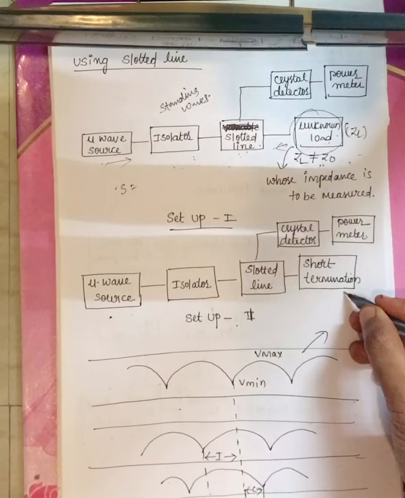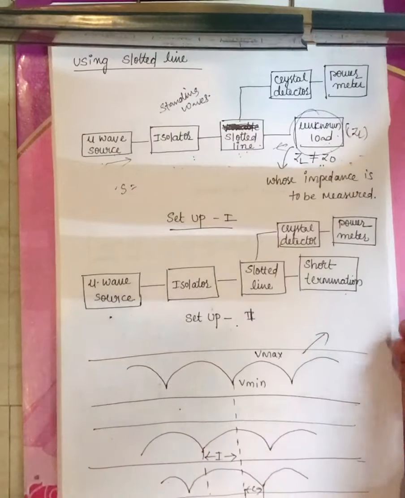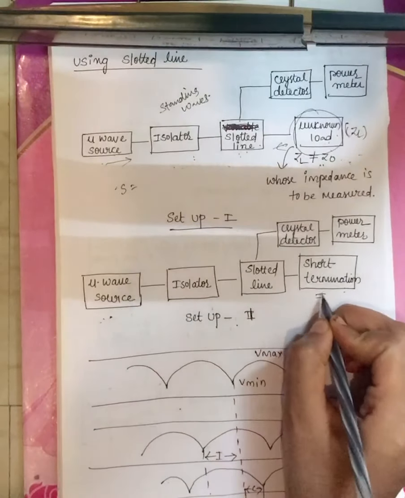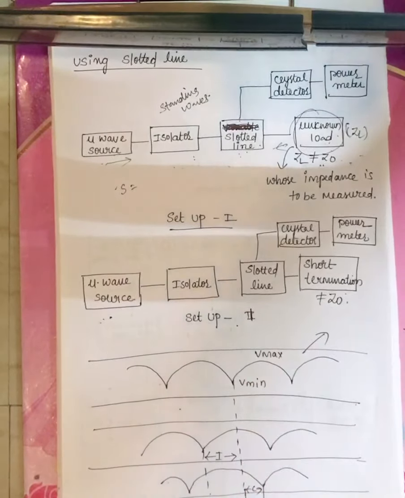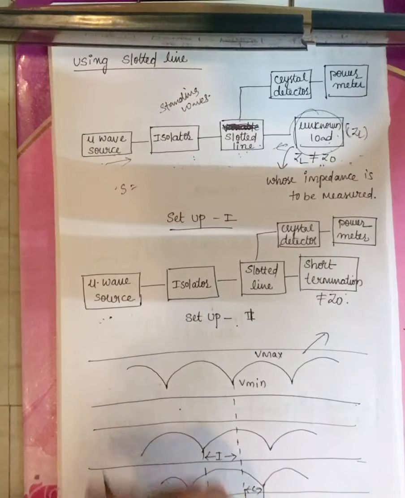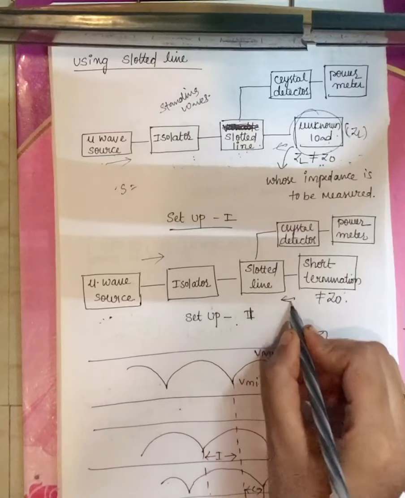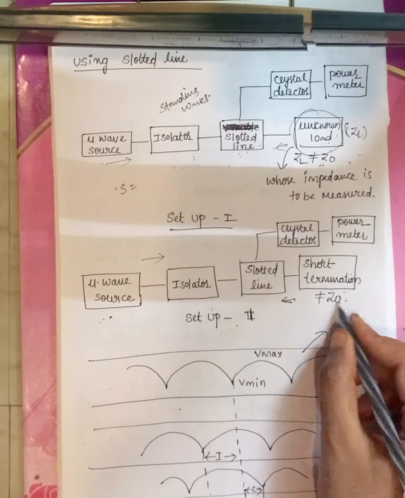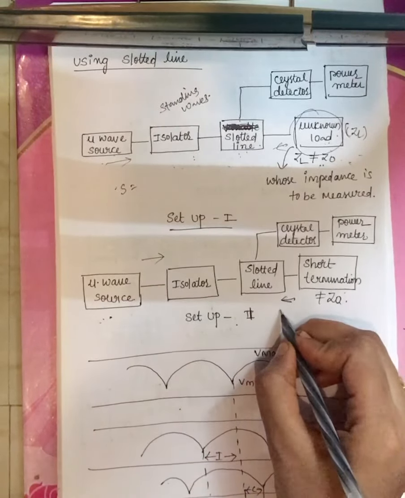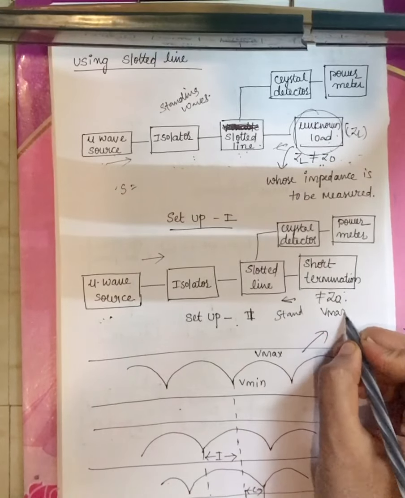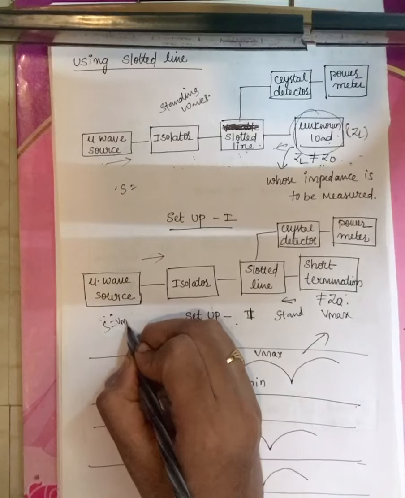Now coming to setup 2, the unknown load is replaced by a short termination. This short termination is also not equal to Z0. Now the wave will get incident and it will get reflected because ZL is not equal to Z0, and we will get standing waves. S is nothing but Vmax by Vmin.